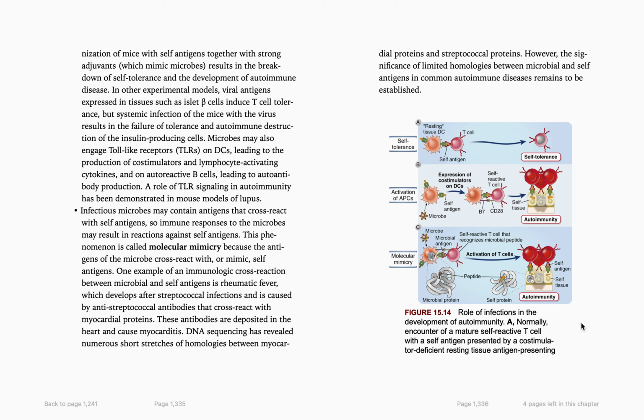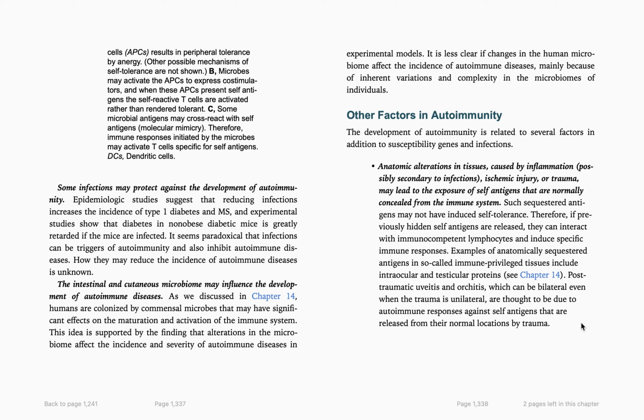Role of infection in development of autoimmunity. A, normally the encounter of mature self-reactive T cells with self-antigen presented by costimulator-deficient resting tissue antigen-presenting cells results in peripheral tolerance and anergy. Other possible mechanisms of self-tolerance are not shown. B, microbes may activate the antigen-presenting cells to express costimulators, and then the antigen-presenting cells present self-antigens. The self-reactive T cells are activated rather than rendered tolerant. C, some microbial antigens may cross-react with self-antigen molecules. Therefore, an immune response initiated by microbes may activate T cells specific for self-antigen.